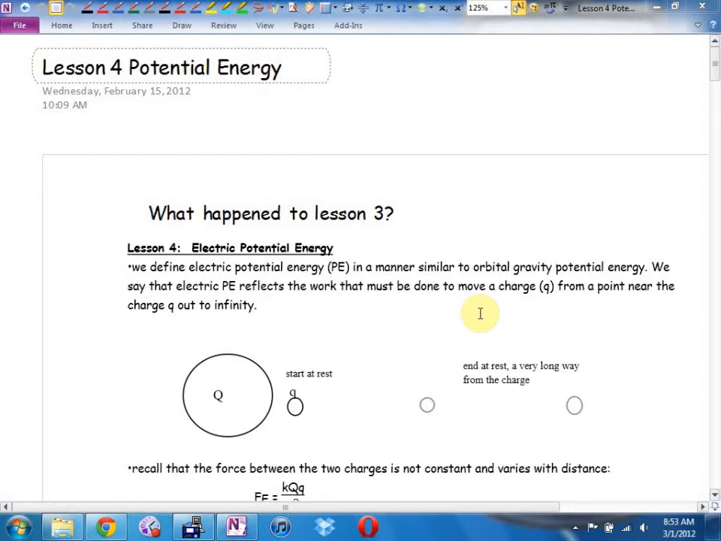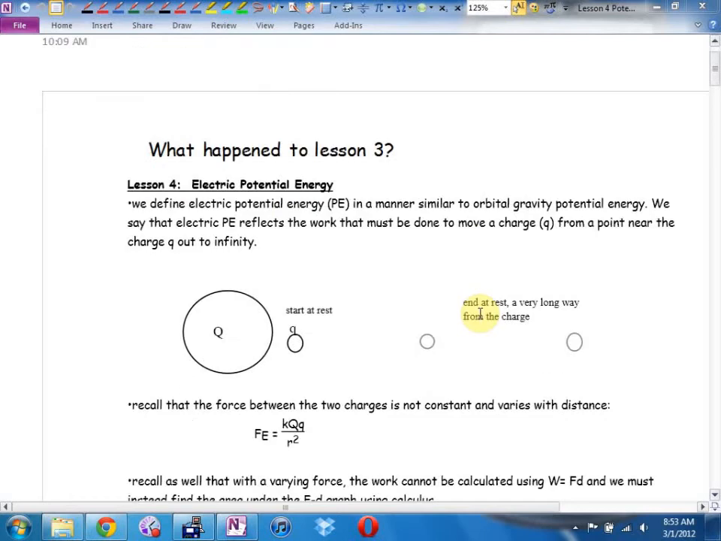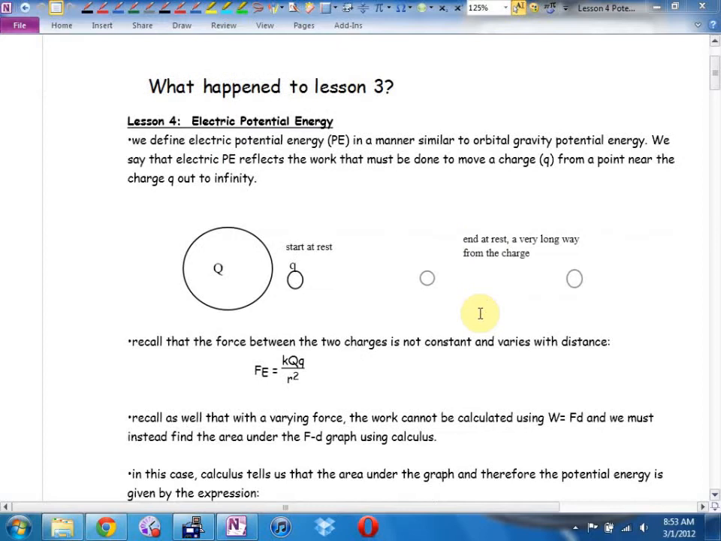So we're going to start out with electric potential energy. Because if charges want to, and I'm going to use the term fall, move, but falling is an easier analogy for us. If they want to fall, they must have some potential energy, and it's going to turn into kinetic or some other type of energy. We define electric potential energy, and I'm going to use PE. You just have to clue in. We're not talking about gravity. Don't use mgh or negative big G, big M, little m over R. In a manner similar to orbital gravity potential energy, we say that electric potential energy reflects the work that must be done to move a charge from a point near the charge Q out to infinity.